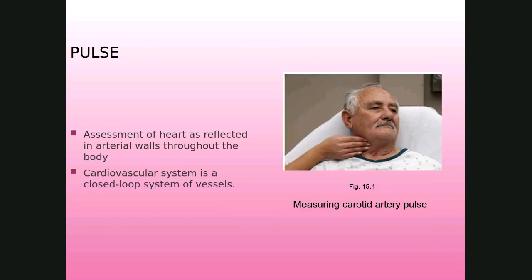All right, so back to the pulse. Again, assessing the heart as reflected in the arterial walls throughout the body.